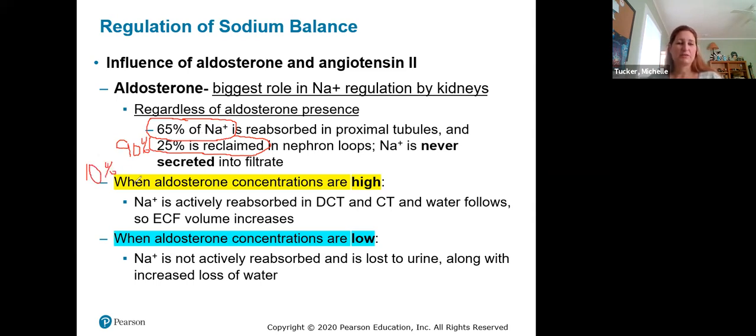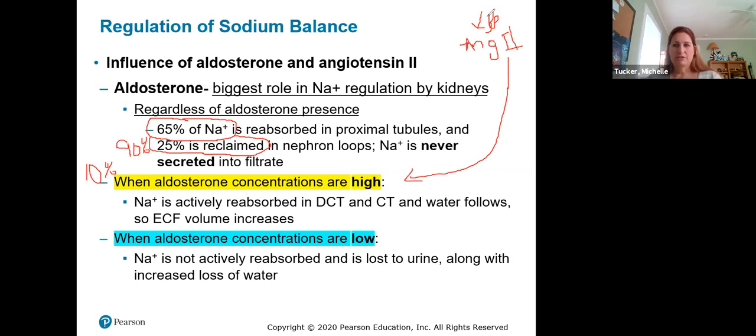When aldosterone concentrations are high, so there's a decrease in blood pressure, it affects baroreceptors, and then it also affects those macula densa cells. Renin gets released, we get to angiotensin II. One of the effects of angiotensin II is to promote aldosterone secretion by the adrenal cortex. So when we say aldosterone concentrations are high, this renin-angiotensin-aldosterone system has been activated.